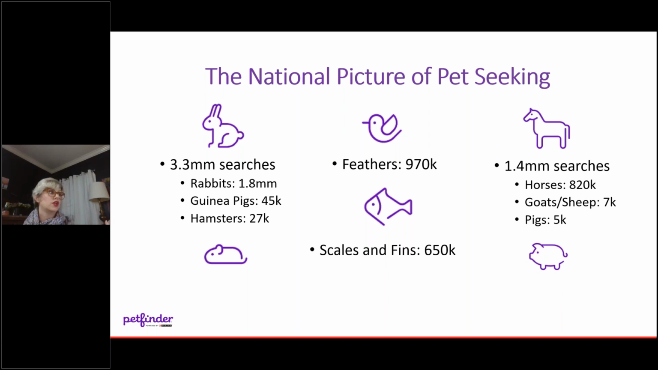So you'll note that this past year on Petfinder, there were 3.3 million searches for the little fuzzies, rabbits leading that category. And then the feathers and equines are second and third in terms of search volume, or searches happening on site, for the non-cat dog species. So I hope all of our shelters and rescues can find value in getting some insights out of what pet seekers are doing on Petfinder.